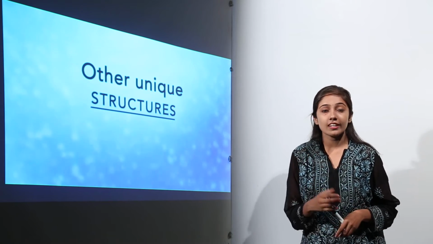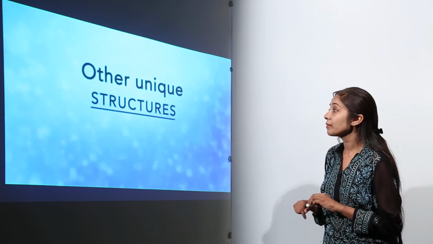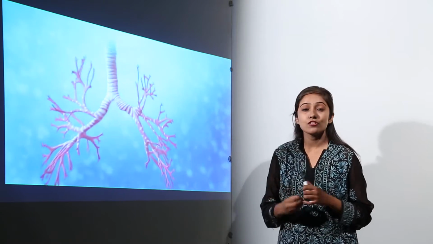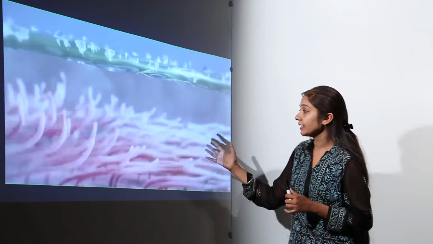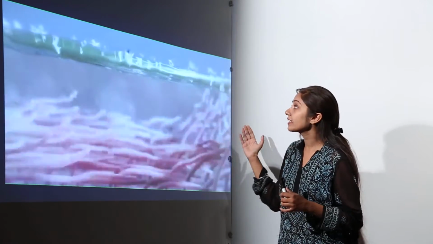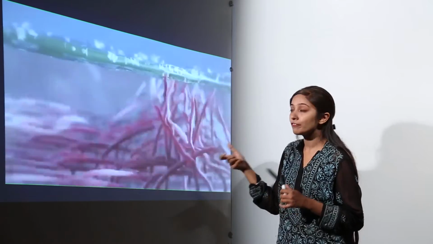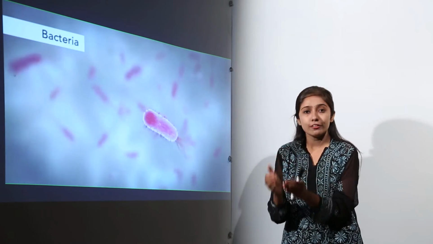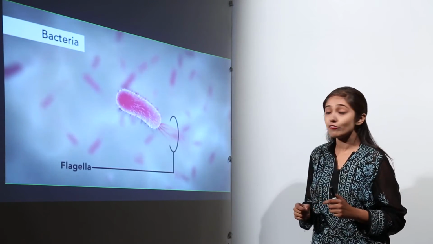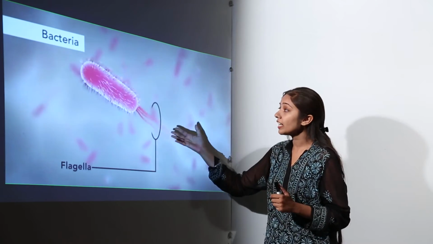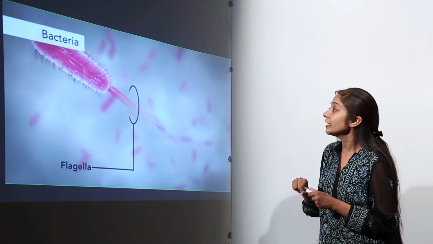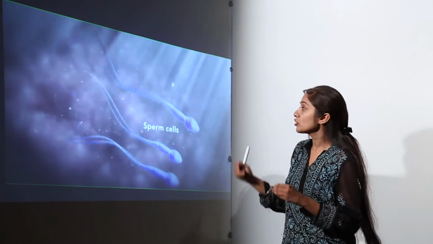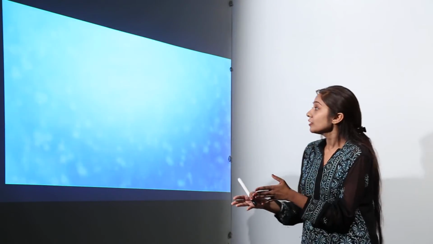There are other unique structures in our cells. For example, the cells in your respiratory tract have a special feature, the cilia. These hair-like structures help in cleansing, right. So they have a special job, a special role to play. This is how cells have unique features that we will be discussing. In bacteria, for example, we have flagella, which help in locomotion. In sperm cells also we have flagella, which again help in movement. So these are the unique features.